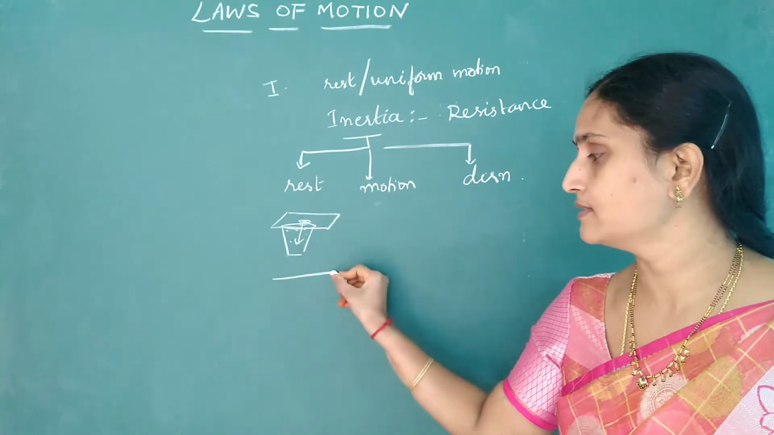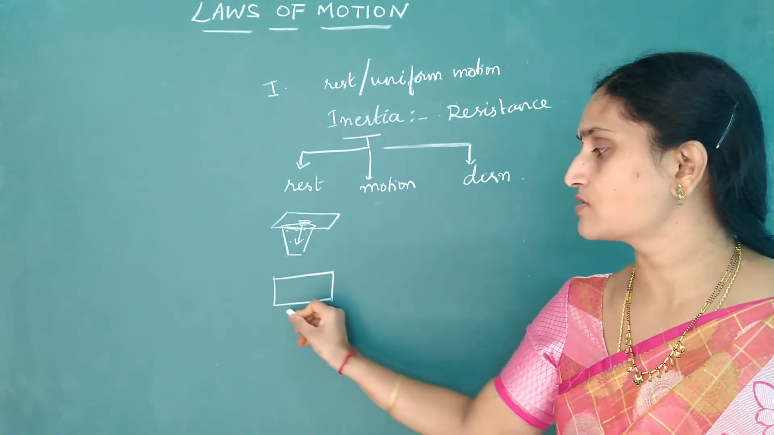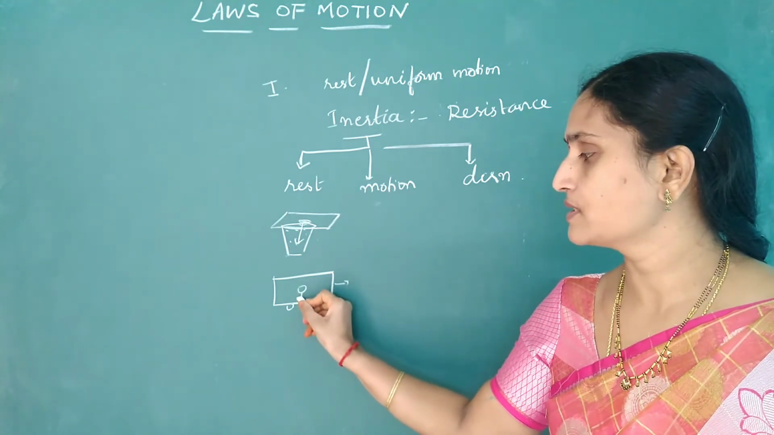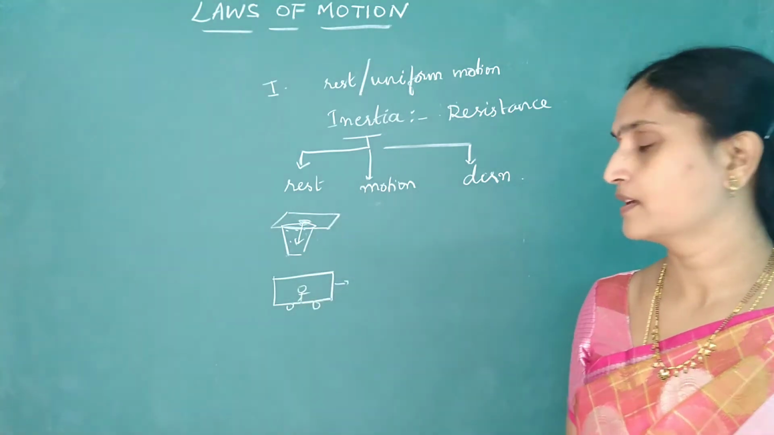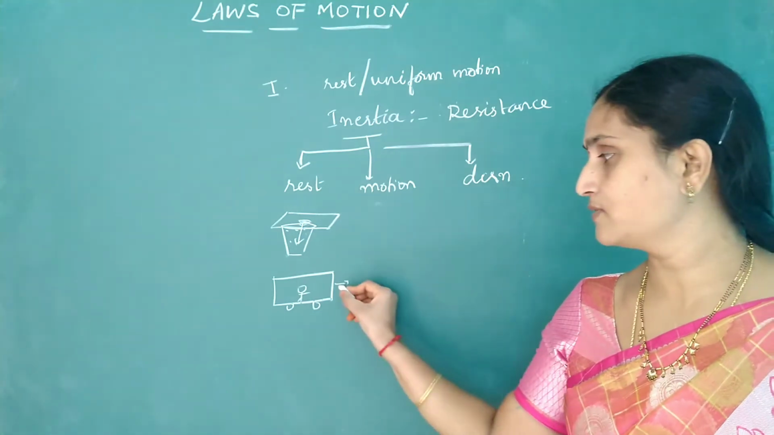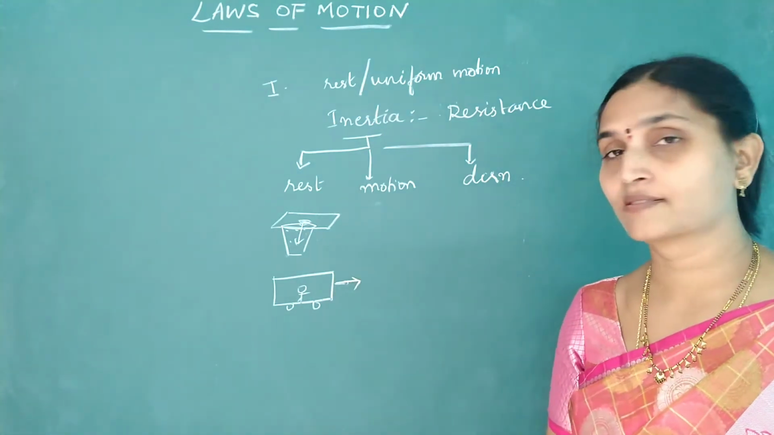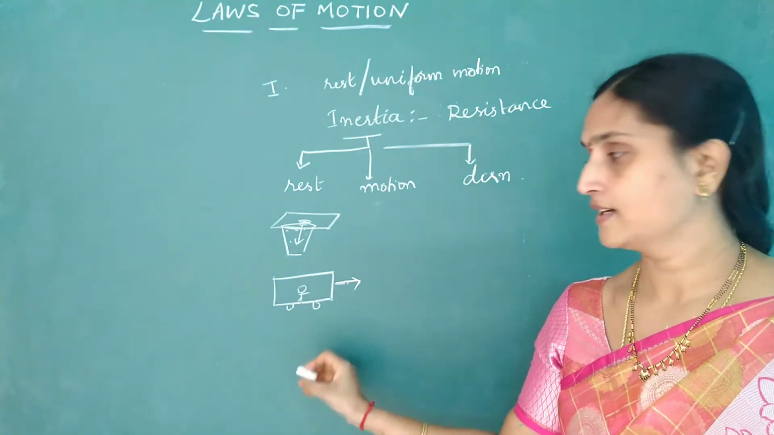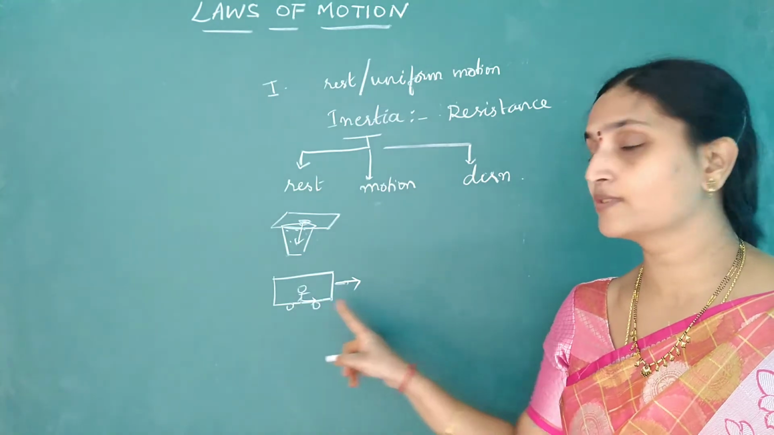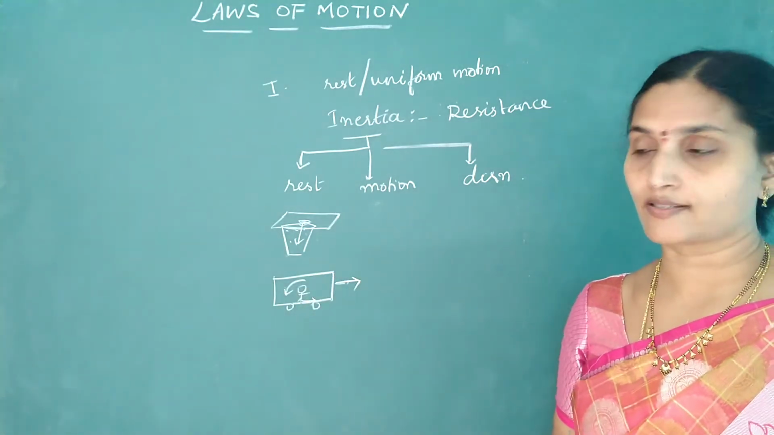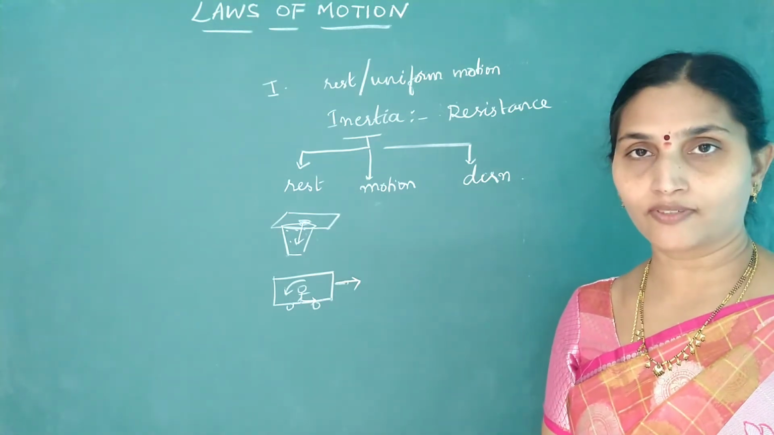One more example. A person in a stationary bus. Imagine a person standing in a bus. The bus is at rest. So the person is also in the state of rest. If the driver suddenly starts the bus, what would happen? The person is resisting to move. His legs are pulled forward along with the bus. So he will fall in the backward direction. This is an example for inertia of rest.